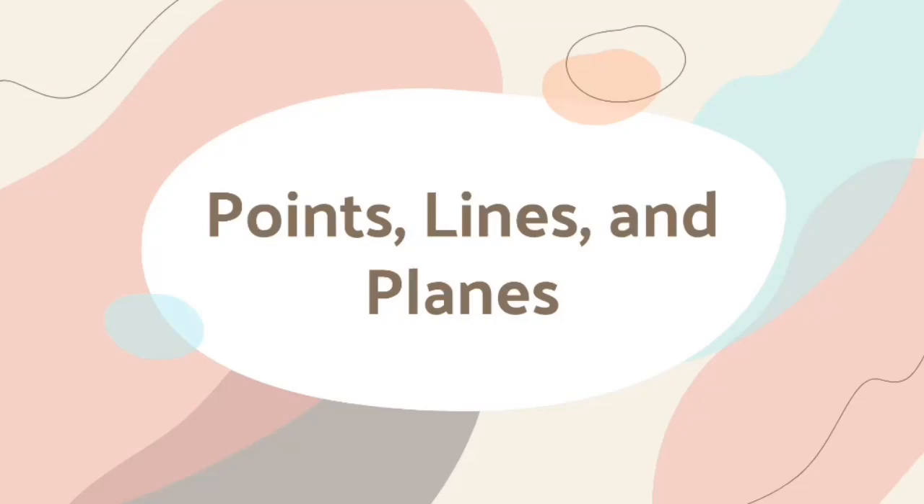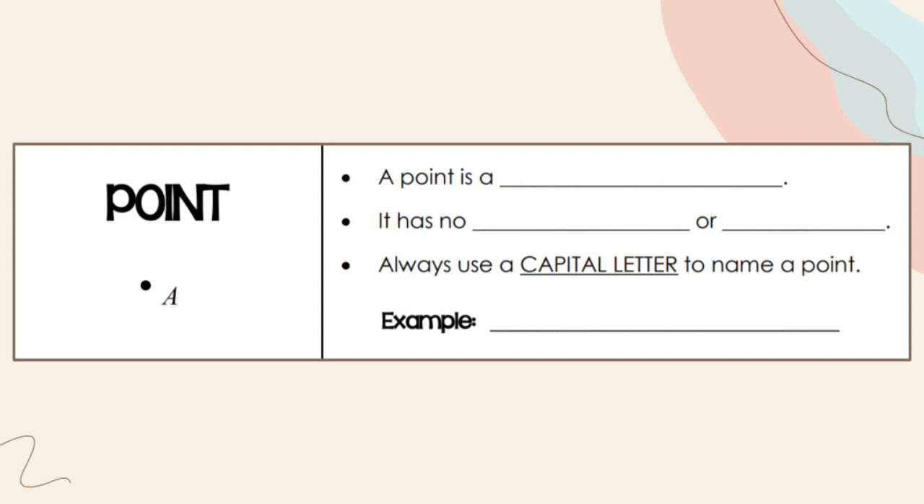This video is going to be an introduction to some geometry terms. We are going to talk about points, lines, and planes. A point is a location. It has no size or shape. We always use a capital letter to name a point, and the example that we have is point A.